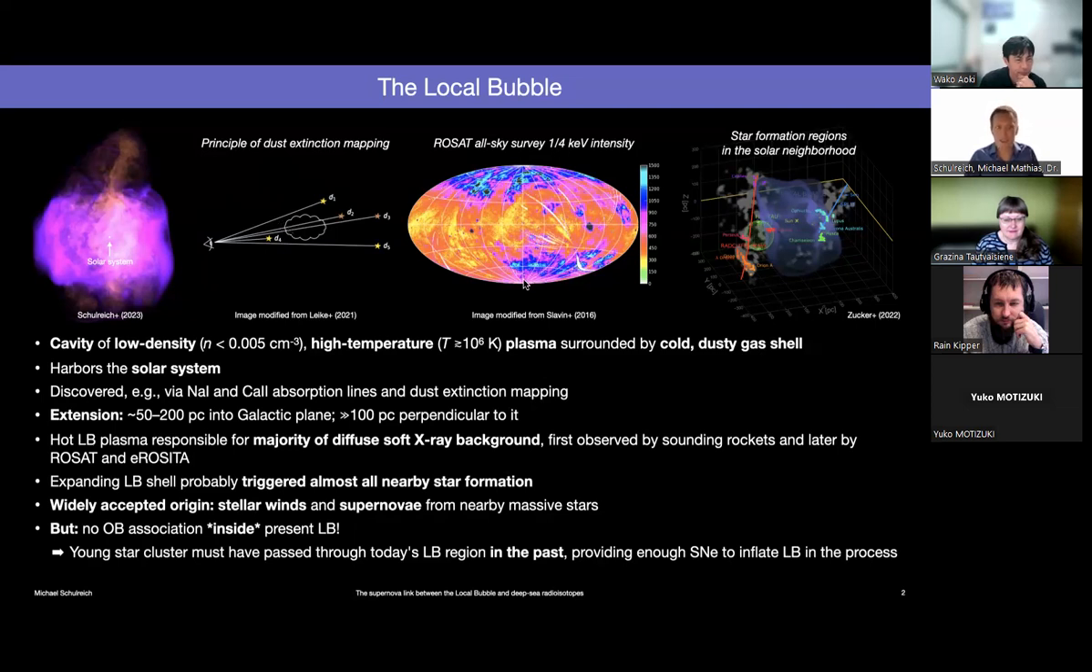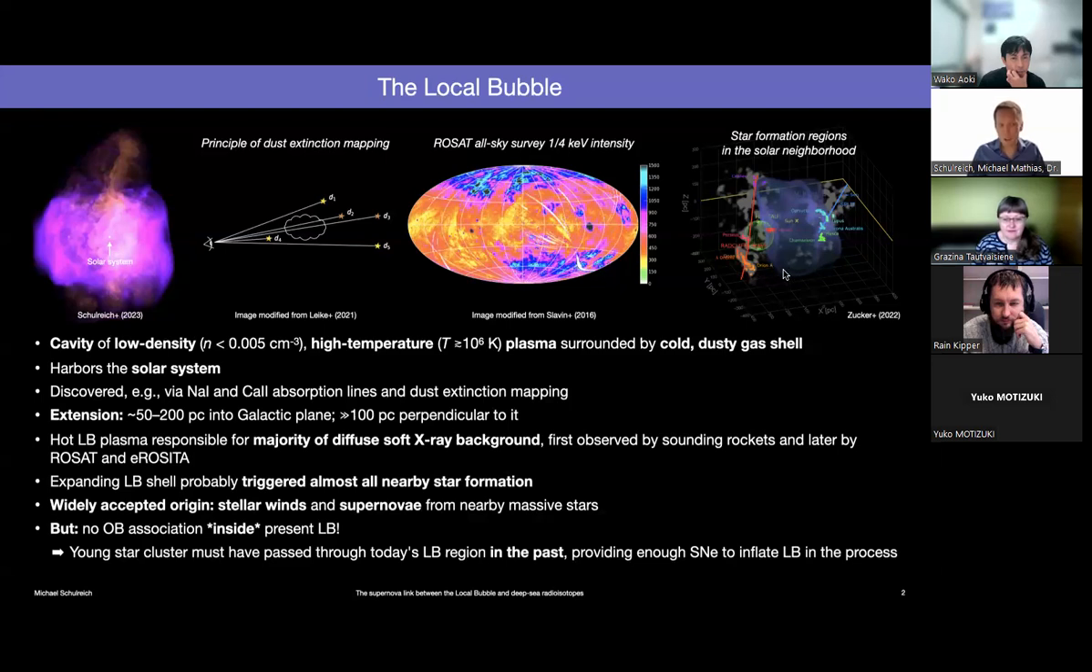Furthermore, it was realized that much of the easily absorbed soft X-rays that reach Earth from all directions, as shown here for the energies of 1/4 keV, must come from the local hot bubble plasma, whereas the rest of the emission, which amounts to about 40%, is produced within the solar system through charge exchange reactions between the heavy ions of the solar wind and neutral hydrogen and helium in interplanetary space. The local bubble also plays an essential role, presumably, for shaping our interstellar neighborhood, as presumably almost all nearby star formation was triggered by its expanding outer shell, as was recently claimed by Zucker and co-workers.